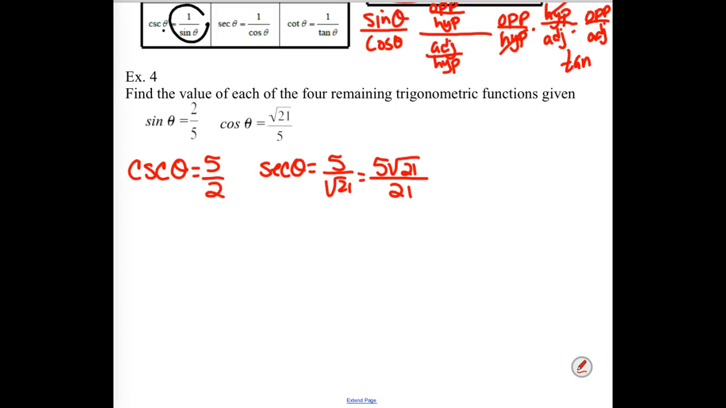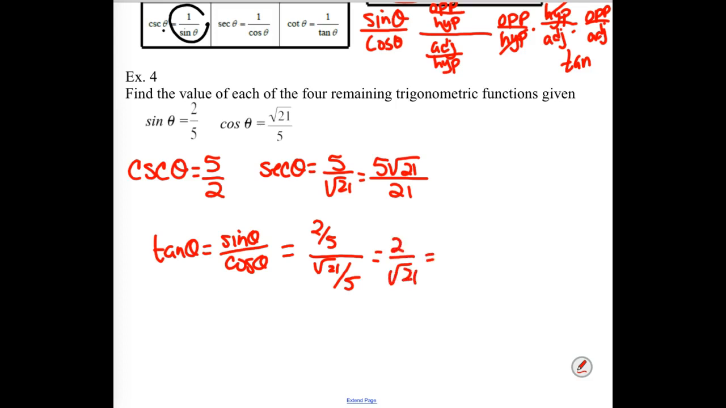Now we can use our quotient identity that says tangent is sine divided by cosine. We said the sine was 2/5. We said the cosine was the square root of 21 over 5. What's going to drop out? The 5s. We're going to end up with 2 divided by square root of 21. And again, if we rationalize it, 2 root 21 over 21.